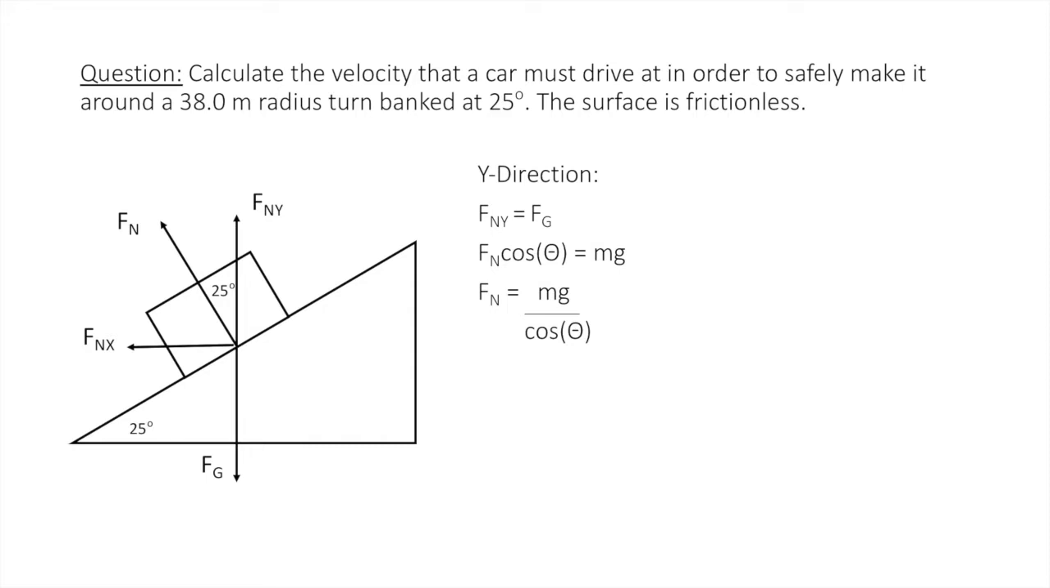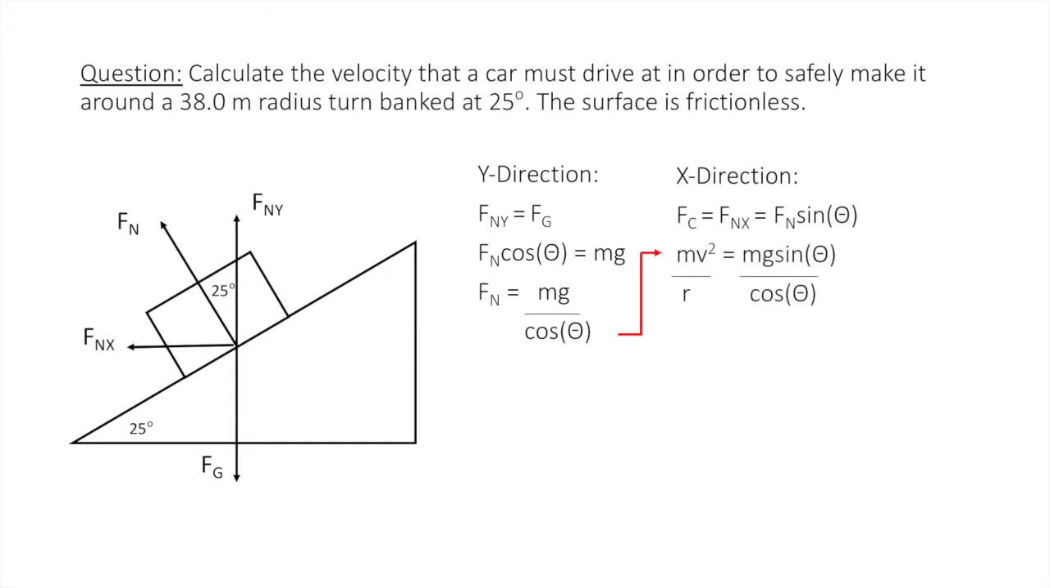In the x direction, the equation should look like this. Fnx is the force providing the centripetal force. No other force is acting in the x direction because the question tells you the surface is frictionless. Fnx is equal to Fn sine theta, which we know by simply looking at the free body diagram. To simplify this equation, substitute Fn into your x direction equation. If you look here, you'll find that we have sine theta divided by cos theta, which simplifies to tan theta.